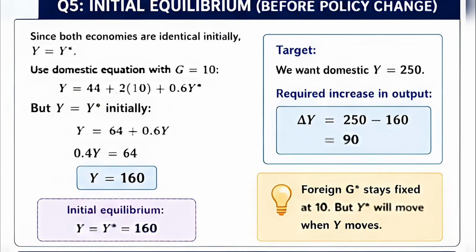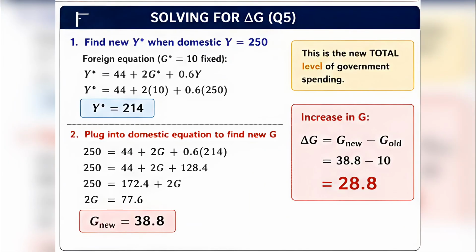Now because repercussions are switched on here, we cannot just divide 90 by 2. We have to solve the system simultaneously. Foreign equation with G star fixed at 10: Y star equals 44 plus 20 plus 0.6 times Y. Set domestic Y to 250. Y star equals 64 plus 0.6 times 250, which is 214. Plug that into the domestic equation.